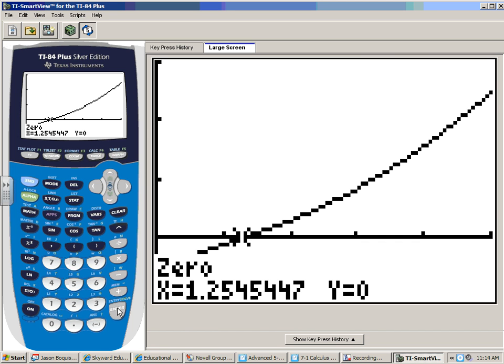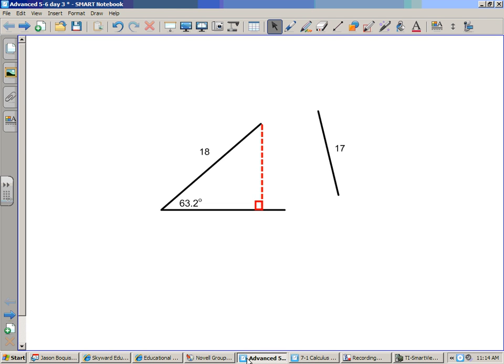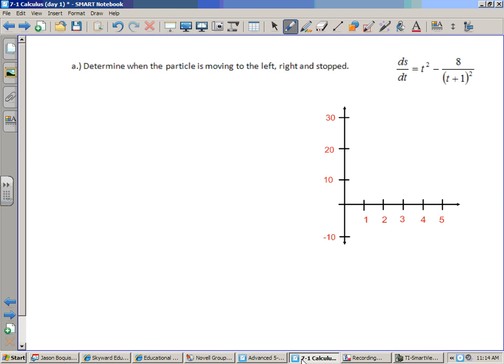So stopped. And that is not the one. So stopped, answer, approximately 1.25. And we'll say seconds. It could actually be hours, who knows, but we'll say seconds.